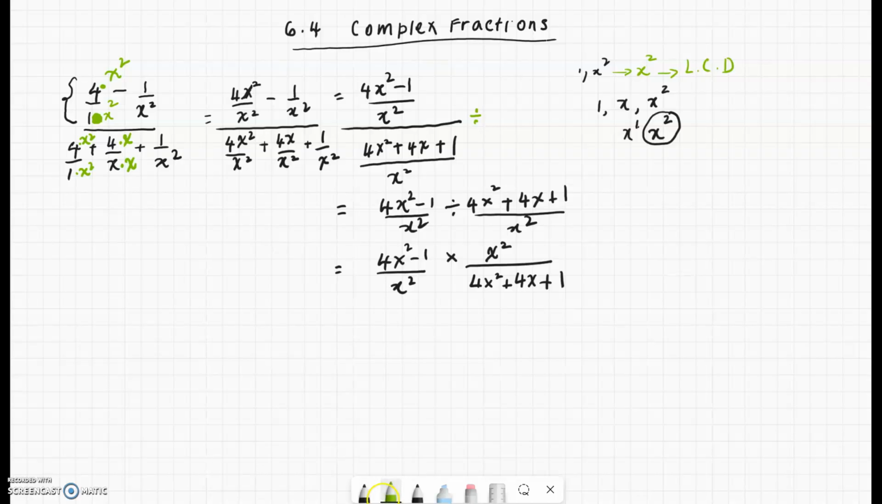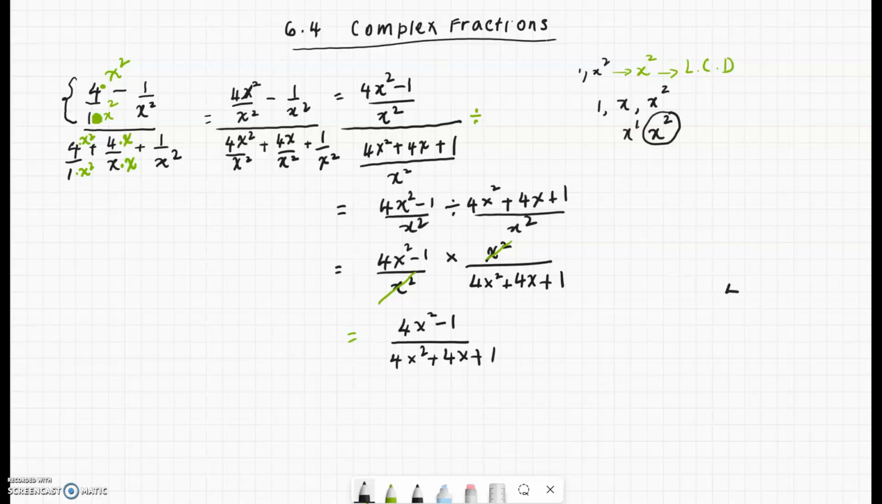Cancel common factors, and we have 4x squared minus 1 over 4x squared plus 4x plus 1. Now remember that the final answer has to be in the lowest terms, which means we need to factor the numerator and factor the denominator.